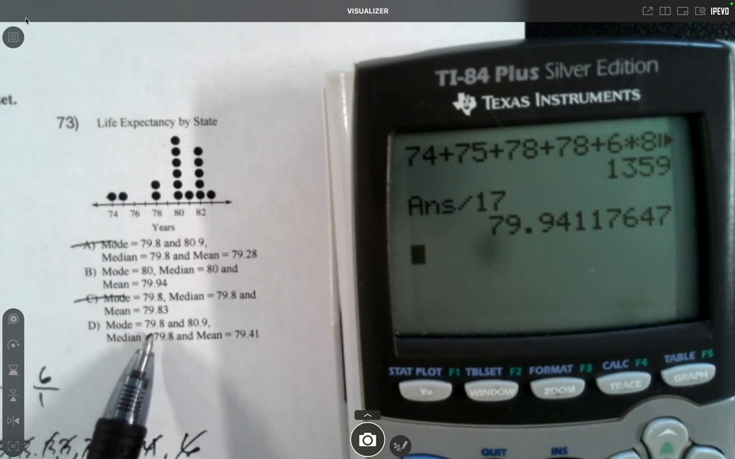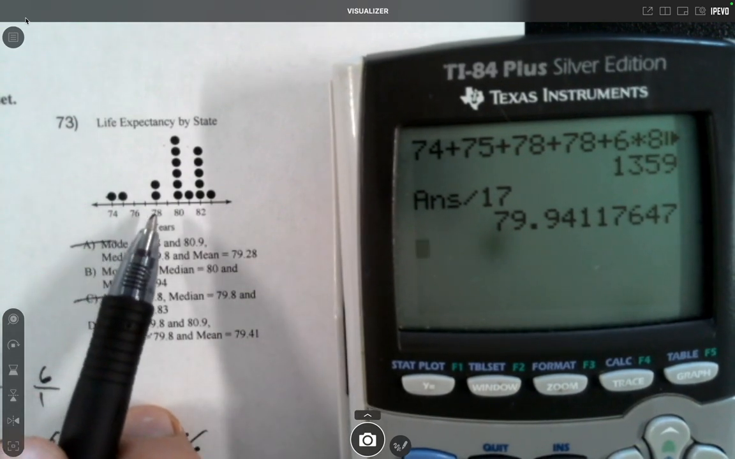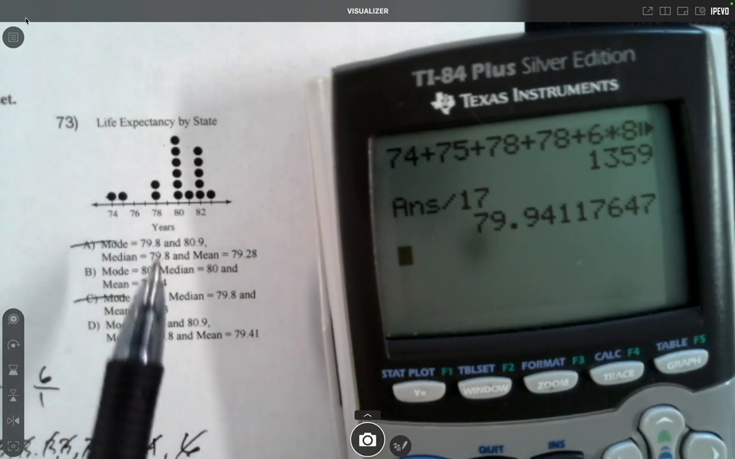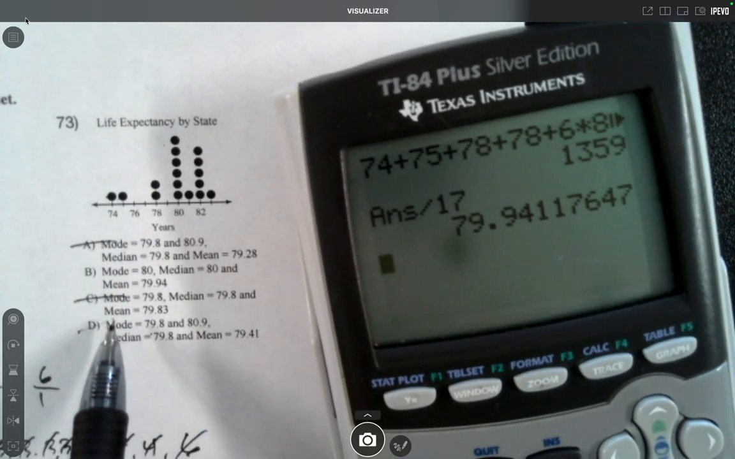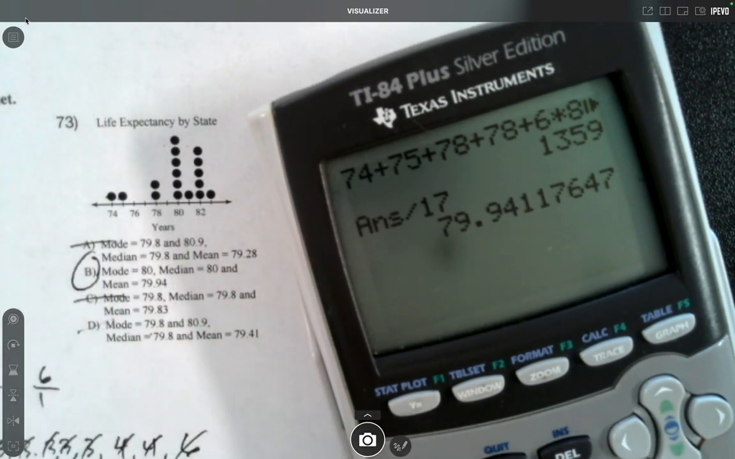Well, the mode can't be a decimal. It's got to be a number we actually have here. So we can cross this one off because the mode has to be an actual value. We don't have actual values of 79.8 or 80.9, so we can cross that off. And the mode is clearly 80 because that's the one that has the most dots in front of it.